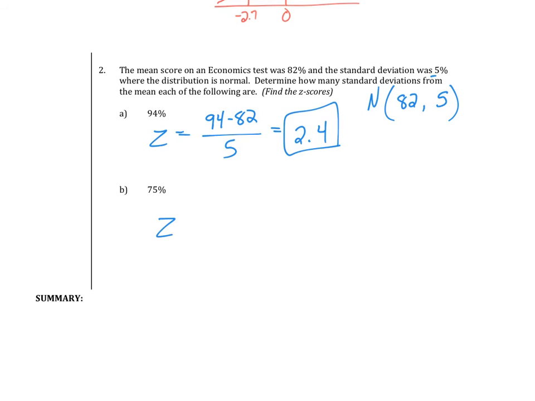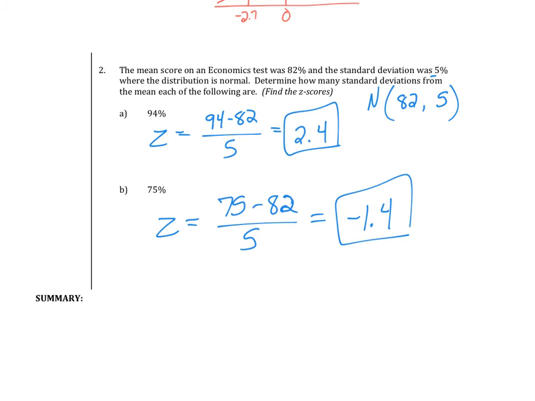And then in part B, we would do 75 minus the mean, so minus 82, divided by the standard deviation. We would get negative 1.4, and this would mean that it's 1.4 standard deviations below the mean.